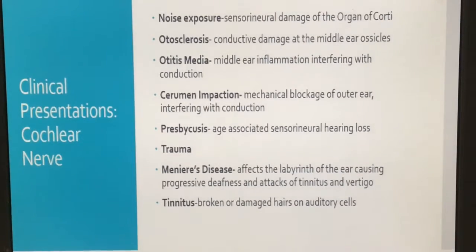Presbycusis is age-associated sensorineural hearing loss. It can be caused by trauma. Meniere's disease, which affects the labyrinth of the ear, causes progressive deafness and attacks of tinnitus and vertigo. Tinnitus is broken or damaged hairs on auditory cells.